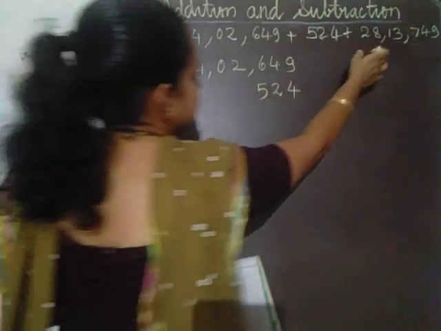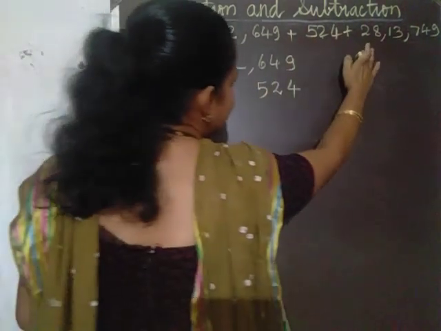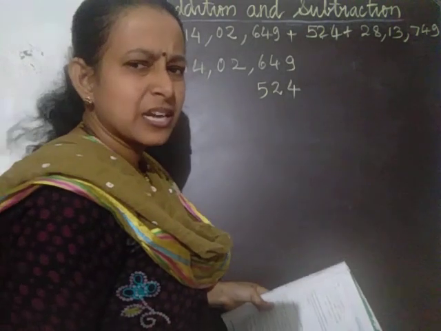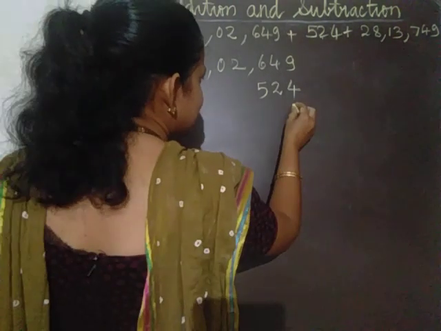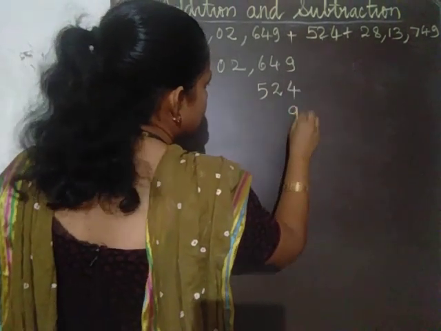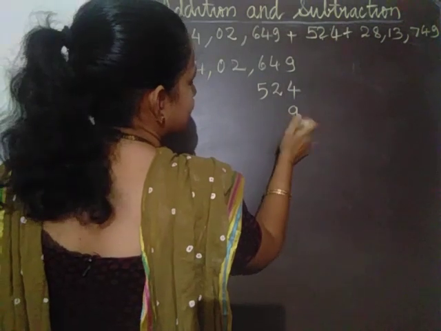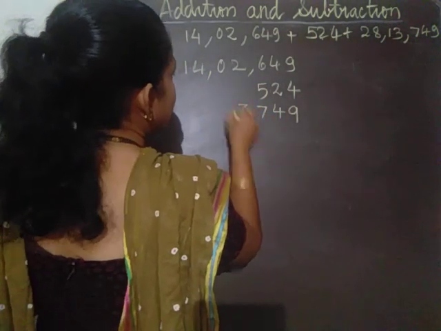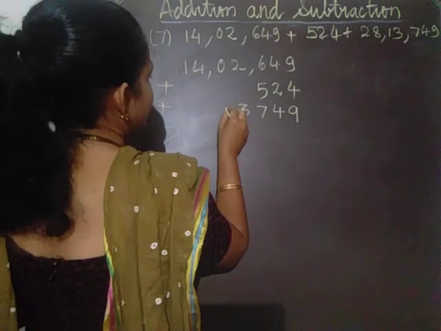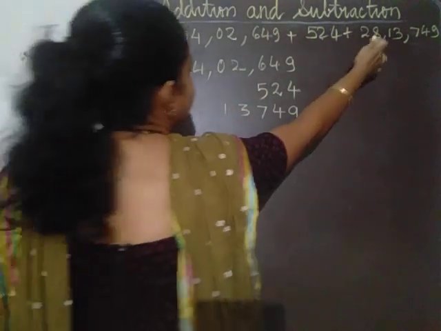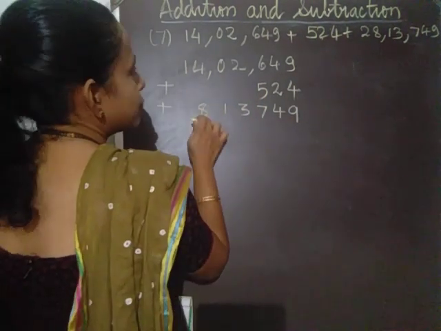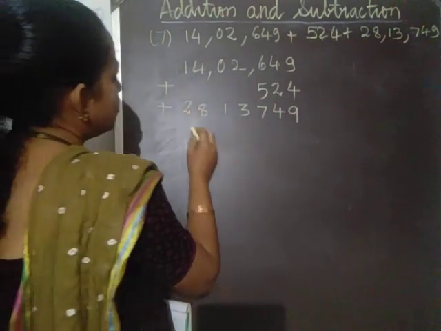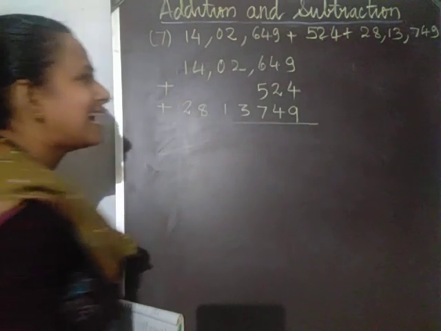Next one, we will see now the last one, that is 28 lakh 13,749. So it seems a very big number, but it's not very difficult to write them. So we will write 9 below, that 9 over here, 4 here, 7 here, then we have 3 below 2, then we have 1 below 0, and then we have 8 here, below 4 we will write, and 2 here we will write over here. So now let us try to add them.